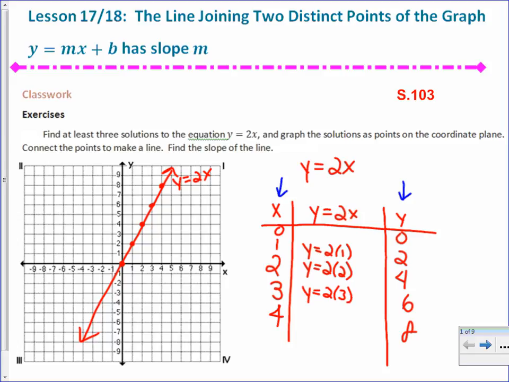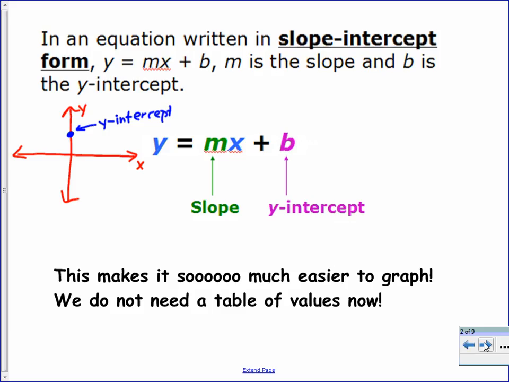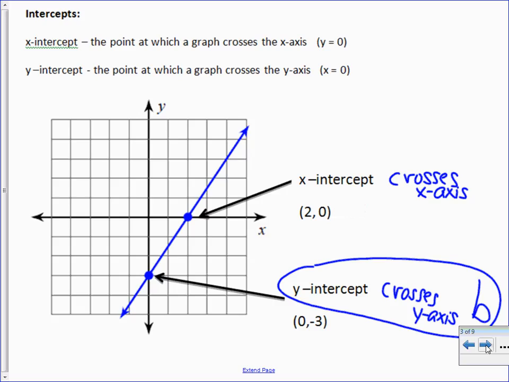Today we learned a secret. The secret is y equals mx plus b. M is representative of my slope. B represents the y-intercept. So the y-intercept is where it crosses my y-axis. So right here, that would be my y-intercept. This makes graphing so much easier. Let's see how we can do that.